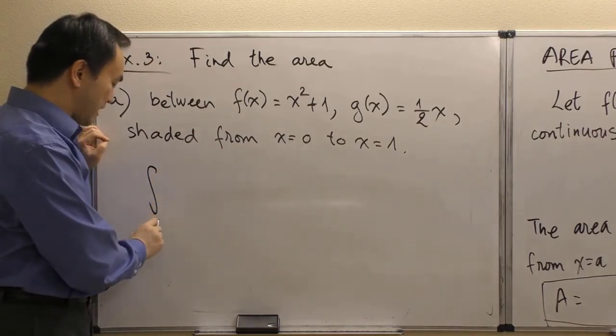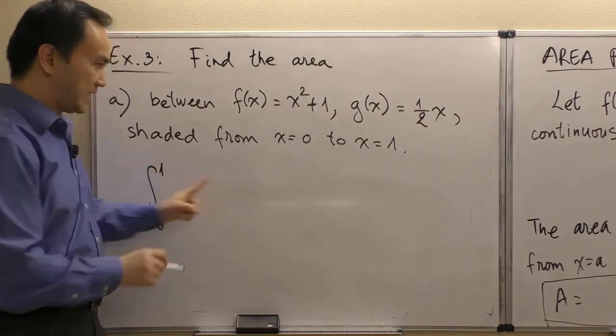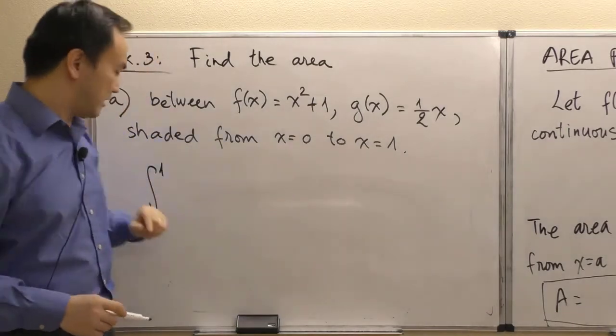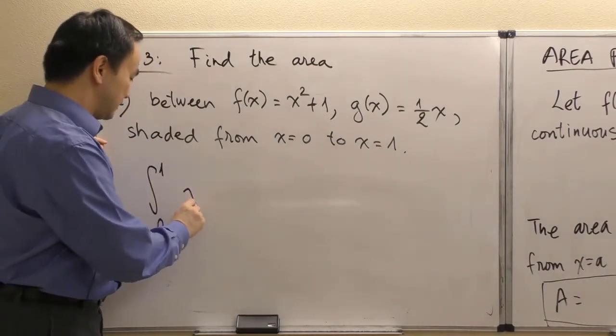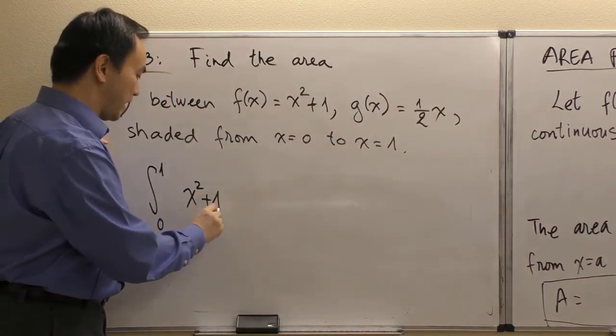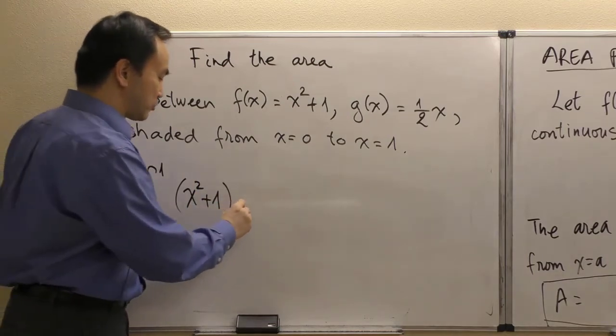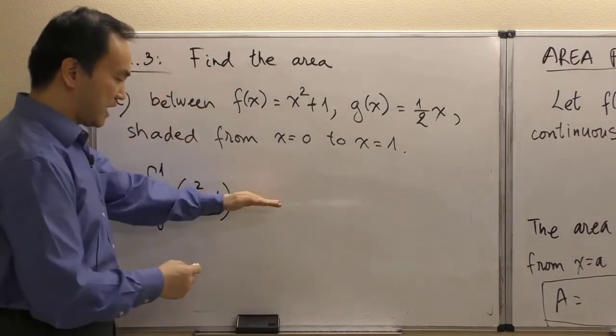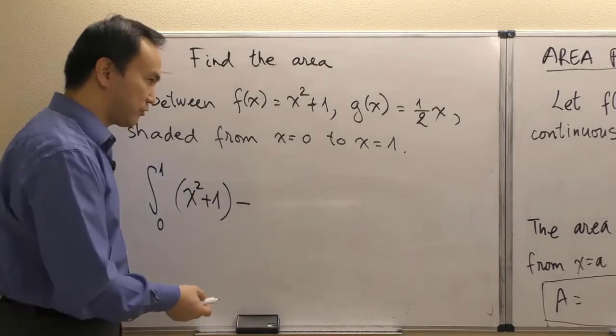So the integral now is accumulation from 0 to 1. That's just simply the interval given here. And then our f of x is the upper one, so it's x squared plus 1. That's the f of x. I'm going to subtract the lower function. So high minus the low. That's the general rule right there.